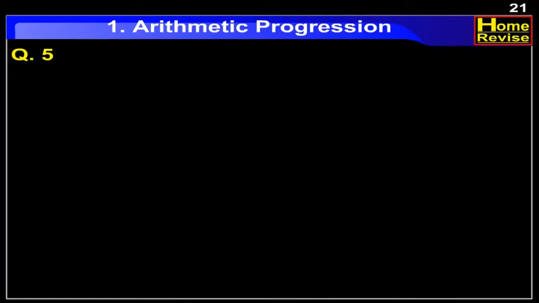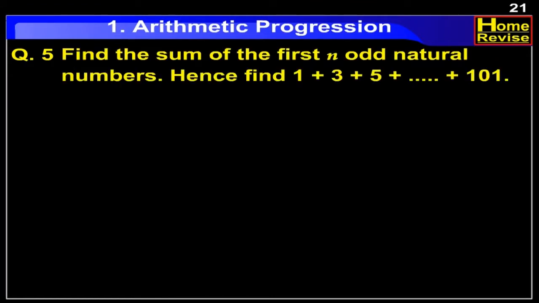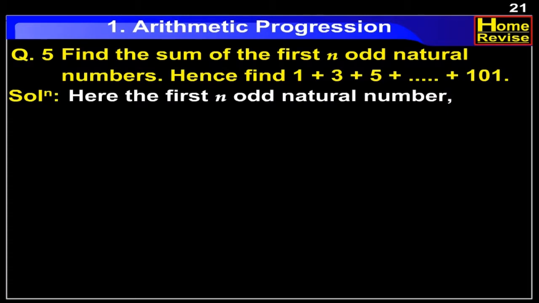Question number 5. Find the sum of the first n odd natural numbers. Hence, find 1 plus 3 plus 5 and so on plus 101. Solution. Here, in the first n odd natural numbers, a is equal to t1, which is equal to 1. And d is equal to 2.